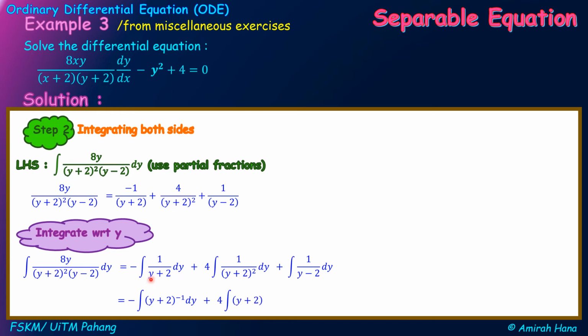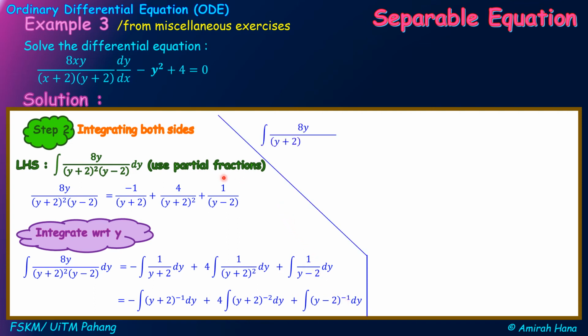Then 1 over y plus 2, we can move up using the properties of indices, so we can write (y plus 2) to the power of negative 1. For 1 over (y plus 2) squared, we can move up using the properties of indices, so we have (y plus 2) to the power of negative 2. And from 1 over y minus 2, we can move up using the properties of indices, so we write (y minus 2) to the power of negative 1.